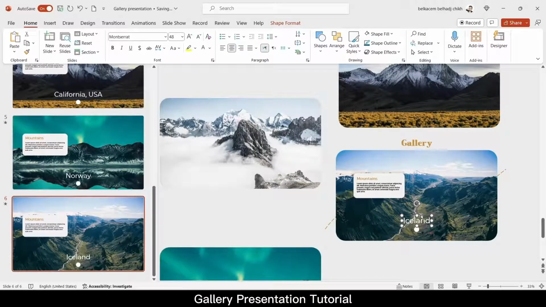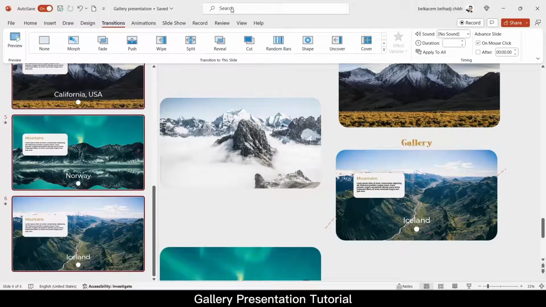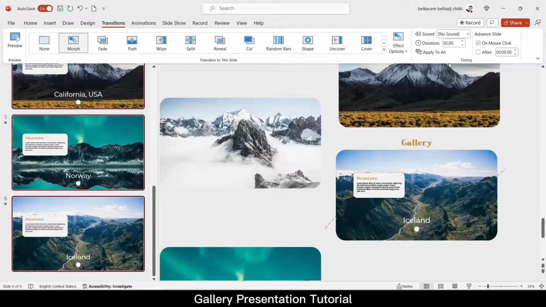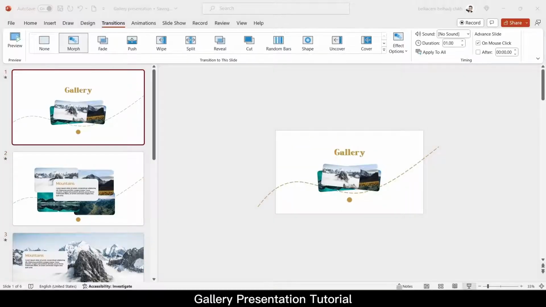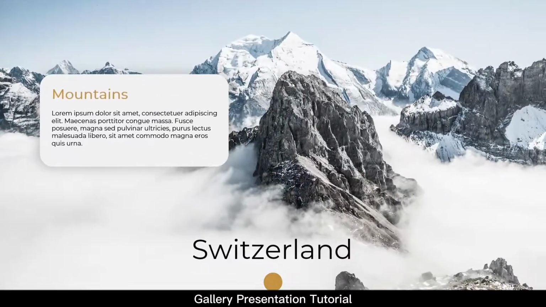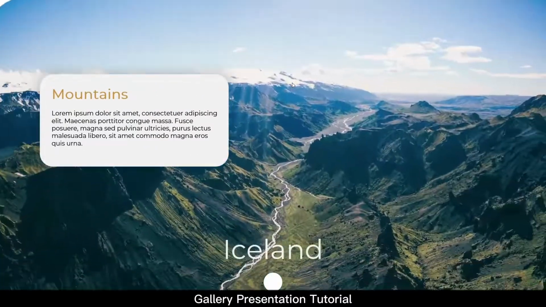Anyway, what's rest now is to apply the morph transition to all of those slides. So let's tap on Control A so we can select all of them, then go to transition, then morph. I will change the timing to 1 second on all slides, then roll a test here. So this is the first slide, the second one, the third, the fourth, the fifth, and the sixth.